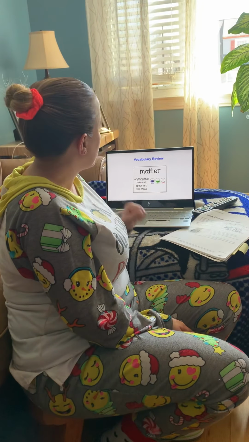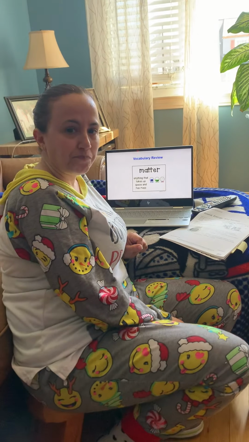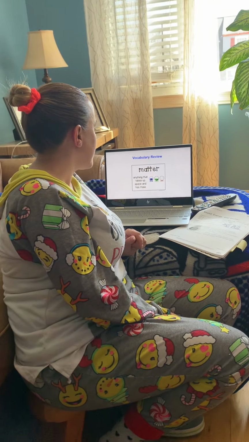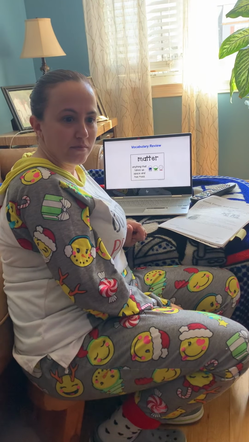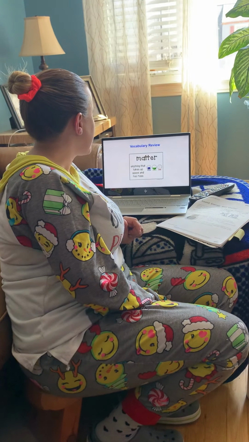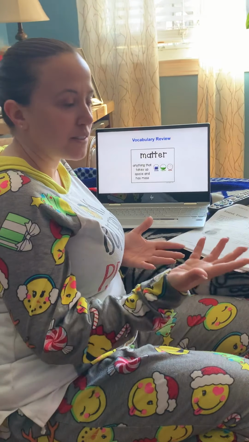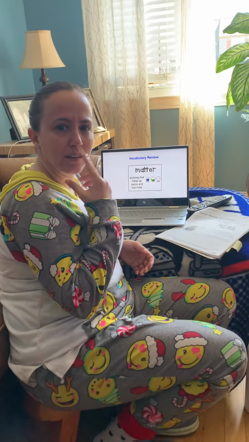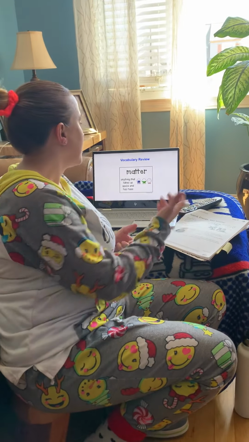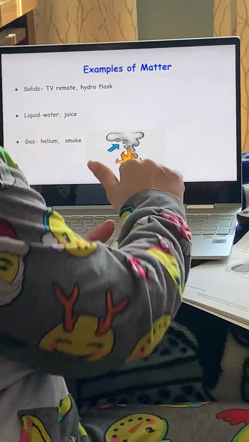The next word we're going to review is the word matter. And what is matter? Matter is, very good, anything that takes up space and has mass. So that could be solids, liquids, or gases. And you're saying to yourself, well, what is a solid? What is a liquid? And what is a gas? So here are some examples of solid, liquid, and gas.